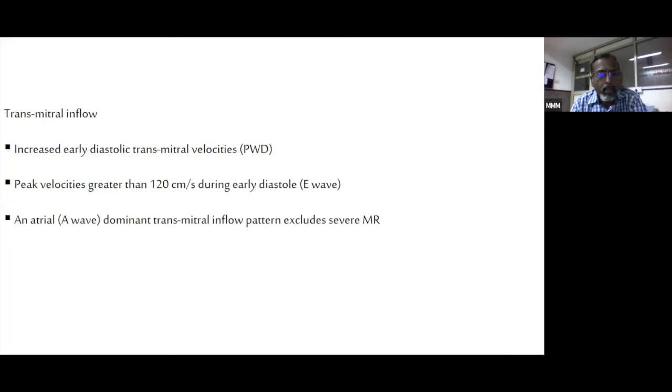Then transmitral inflow. Whenever there is increased flow across the mitral orifice, the E-wave velocity is very high. When it is more than 120 centimeters per second, it is indicative of severe MR. If you have an atrial dominant transmitral inflow pattern, it excludes severe MR.